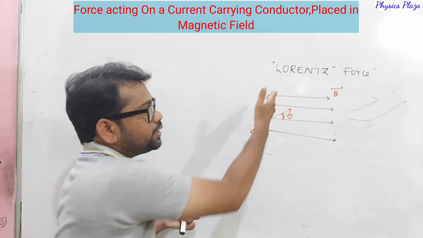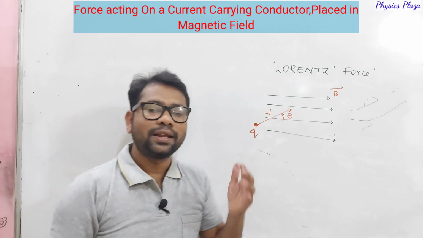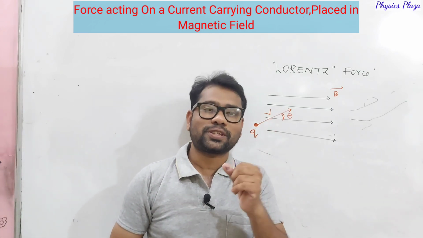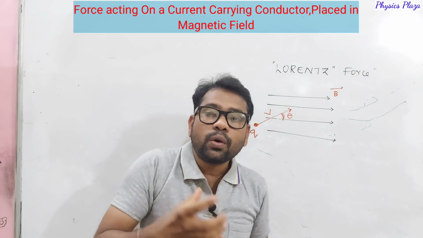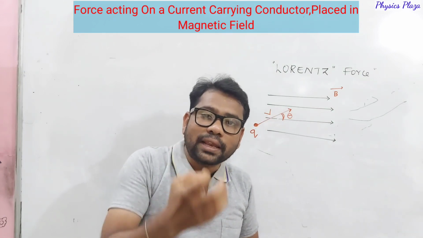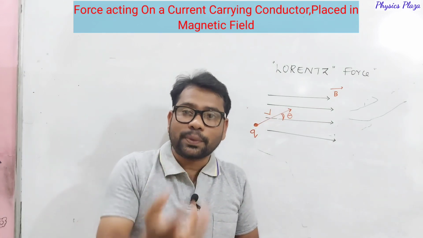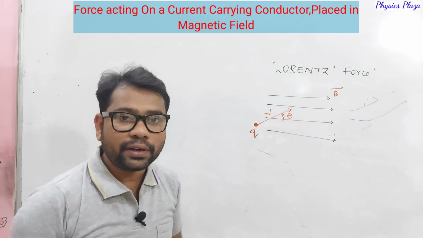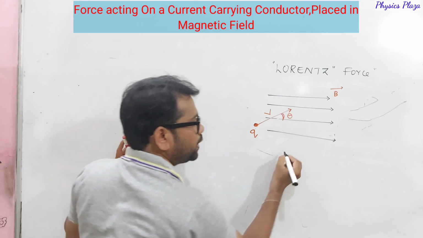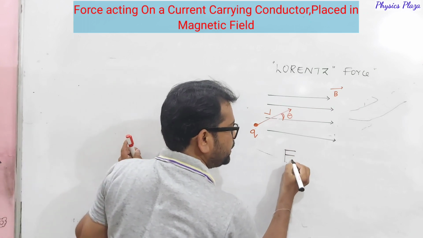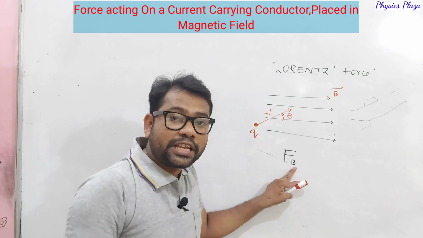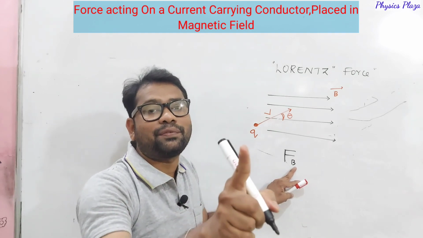Then what Lorentz says is that this charge definitely experiences some force. Very important. So how can we calculate the force experienced by the charge which is thrown with a certain velocity and at a certain angle into the magnetic field? That is given by FB. Children, why am I mentioning FB here? It is the force experienced by the charge in a magnetic field.